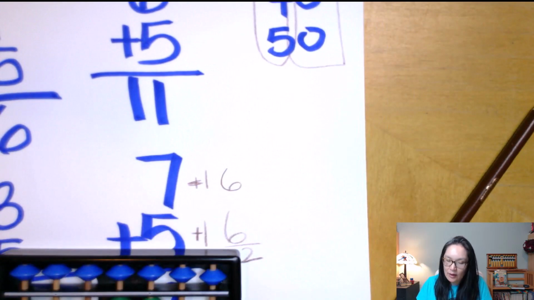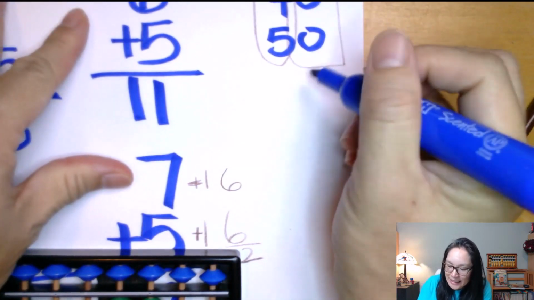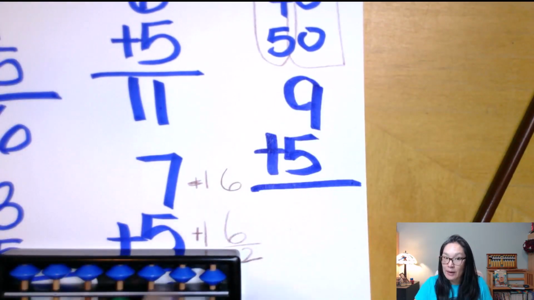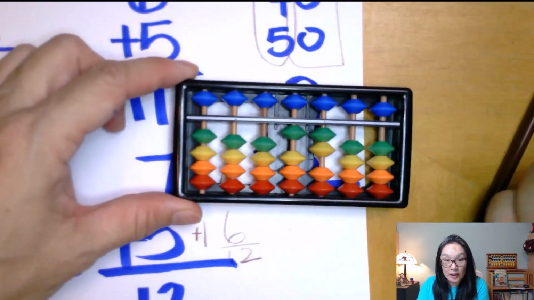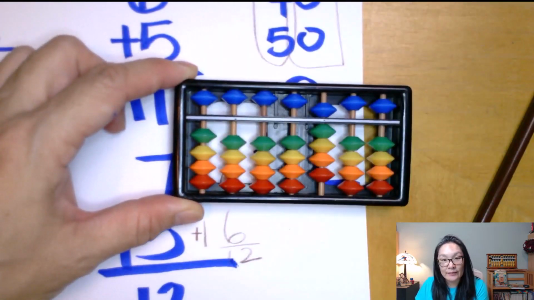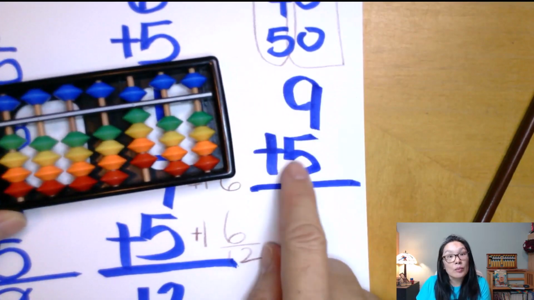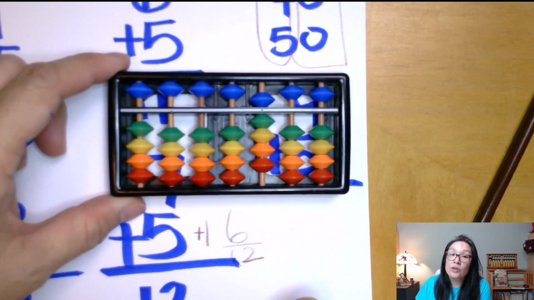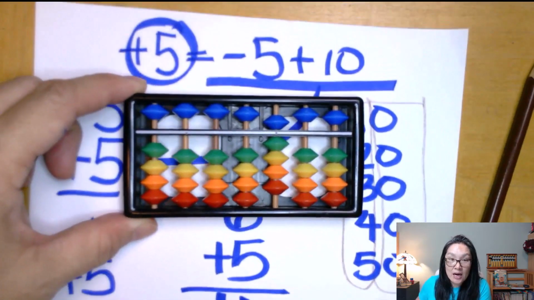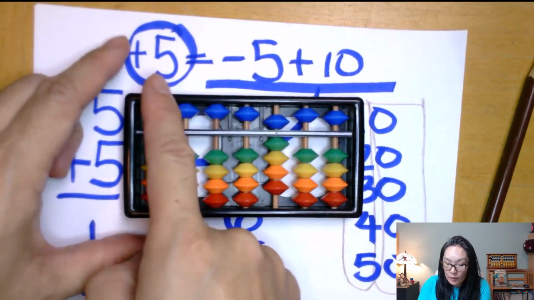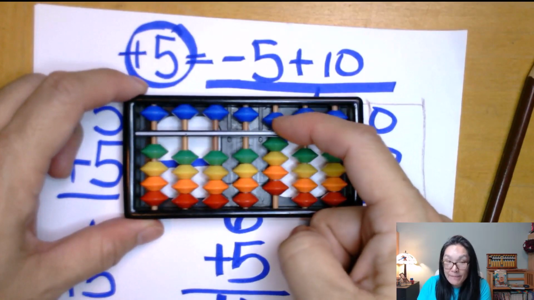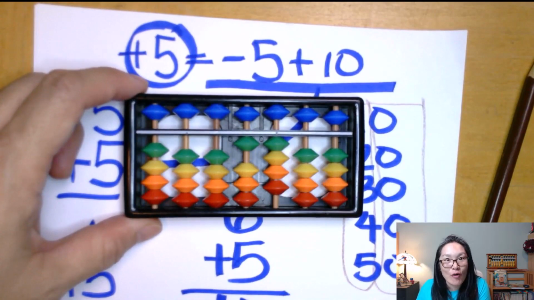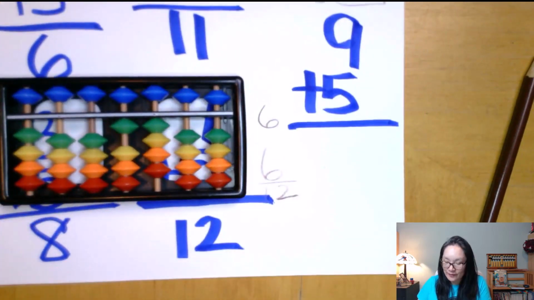Let's do this one. 9 plus 5. All right. Do we remember? Okay. So I'm going to clear my abacus, right? And there's my 9. Now I need to plus the 5. So when I plus the 5, I know I don't have enough beads to plus the 5. So I go back to my trusty formula here, and it says, if I want to add the 5, I want to minus the 5 and then plus the 10. And look at that. My answer is 14. How beautiful. 14.